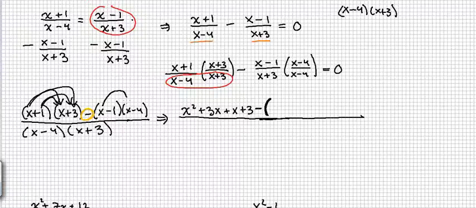So we're going to multiply this and this. This will give us x squared minus 4x. Here and here is going to be negative x plus 4.